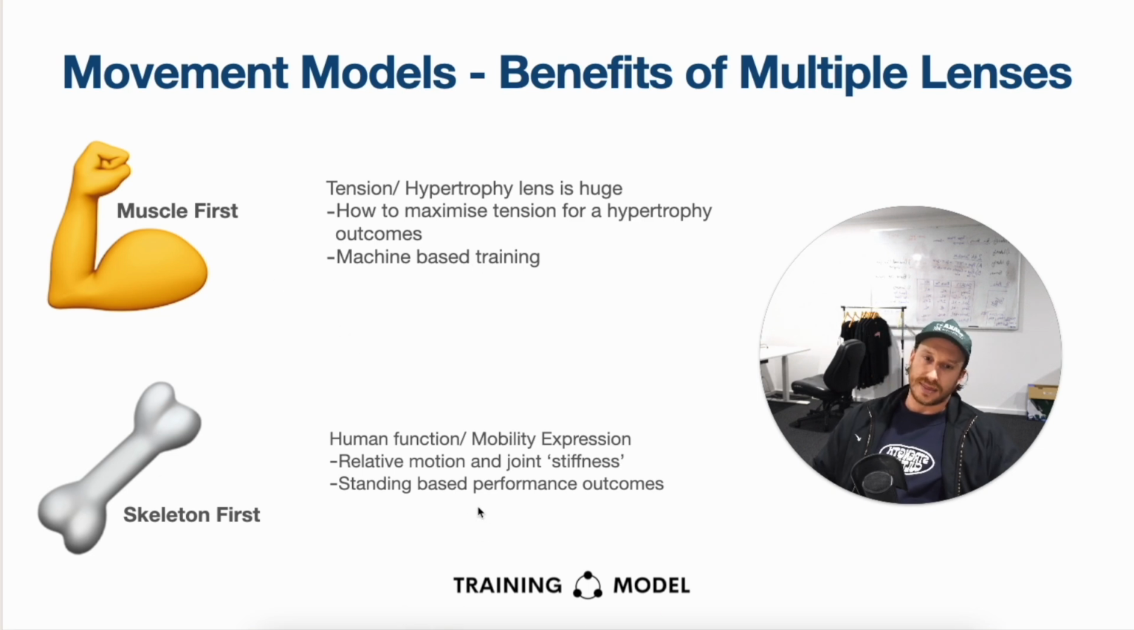Skeleton first models, I think, make the most sense everywhere else. And that is when we're starting to think of just human function, mobility, and strength expression. In general, I think skeleton first models make the most sense. That is because we have to understand how the entire system is dealing with the task constraints and the gravity constraints, rather than just being hyper focused on one particular muscle that's creating force or tension. Because it is a systemic response to the management of gravity, more so than anything else, especially when we're doing standing performance-based outcome-driven things.